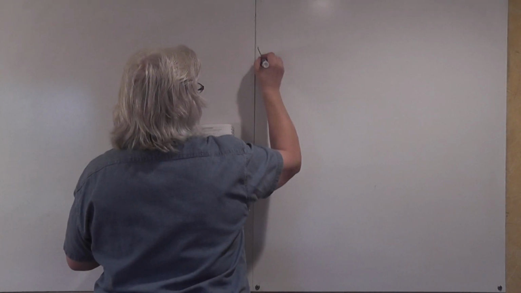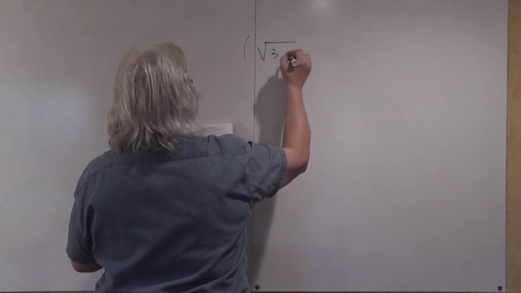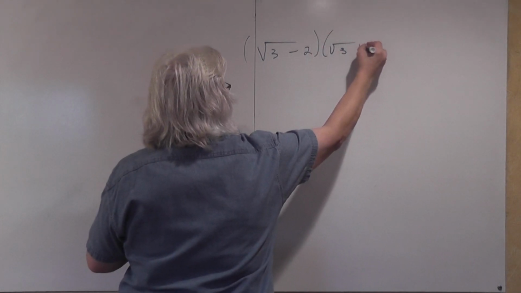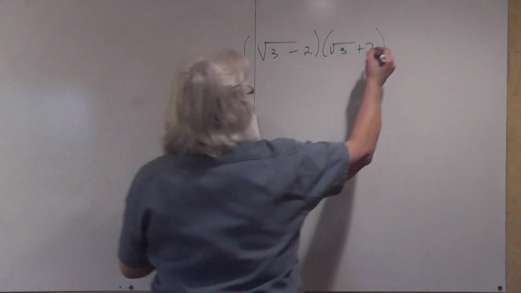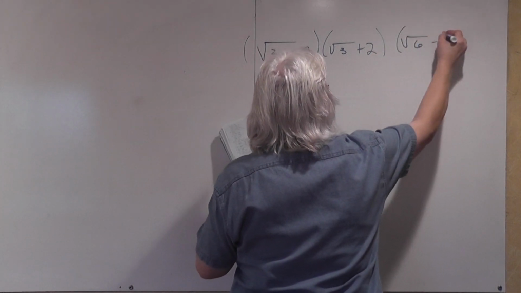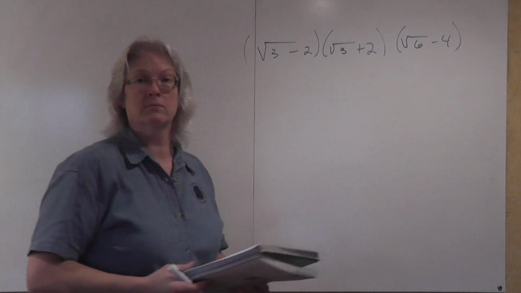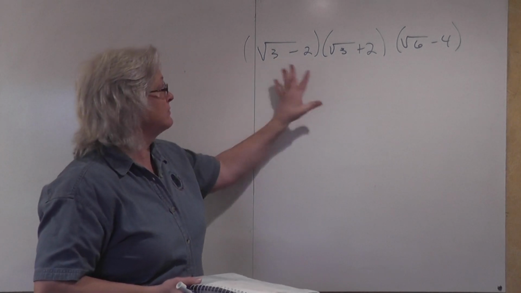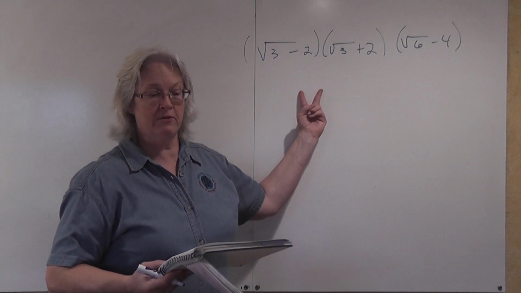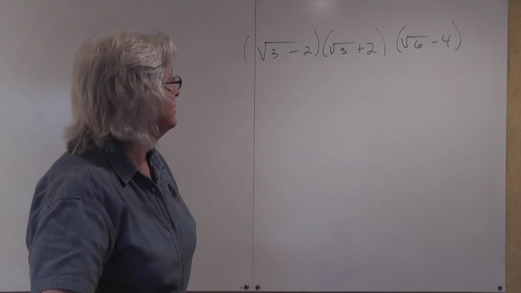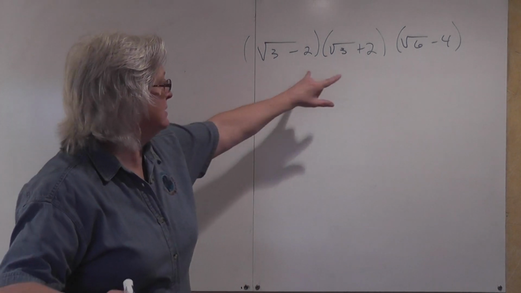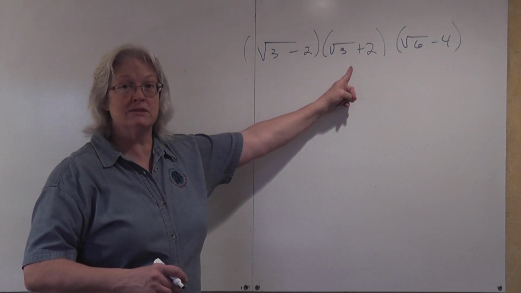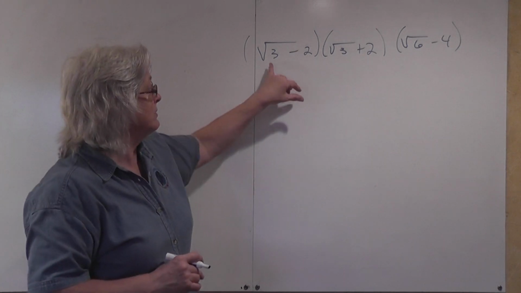Our problem here says multiply the square root of 3 minus 2 times the square root of 3 plus 2 times the square root of 6 minus 4. So how many factors do we have in this problem here? We have 3 factors. I'm going to multiply my first 2 factors together to begin the problem. And I am noticing that I am not going to FOIL this product. And why is that? Because this is the difference of 2 squares.